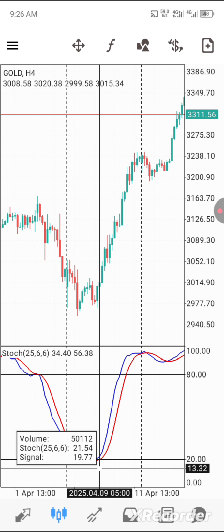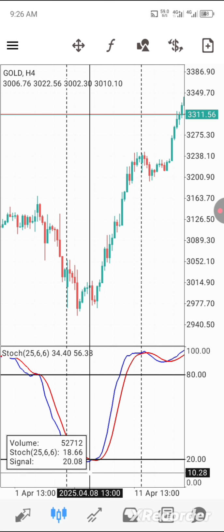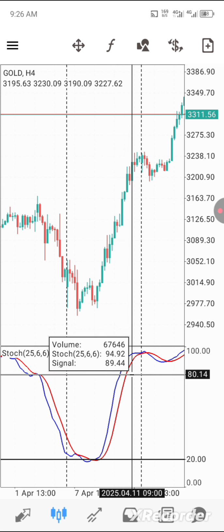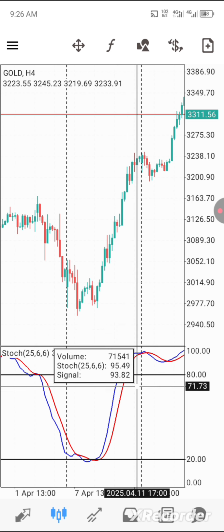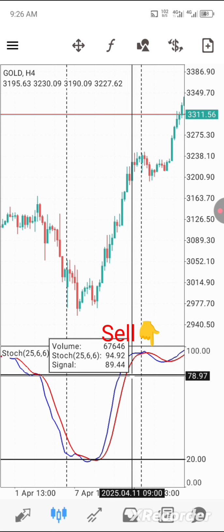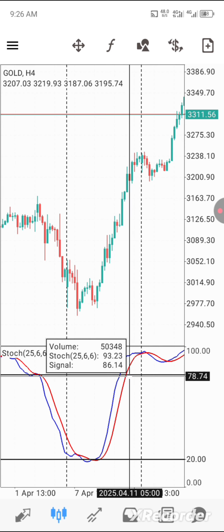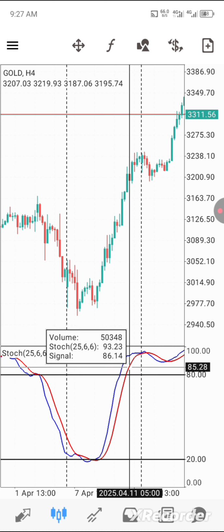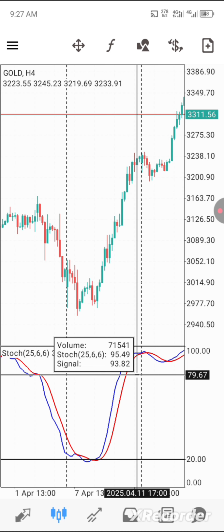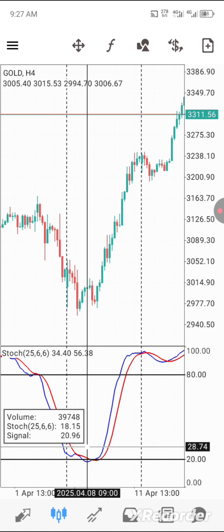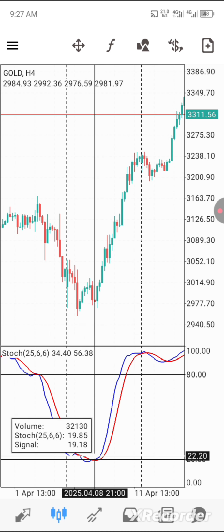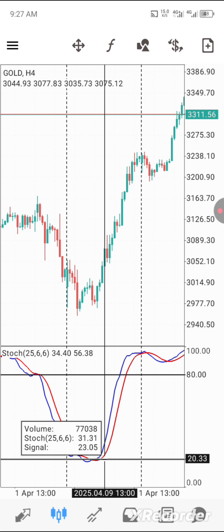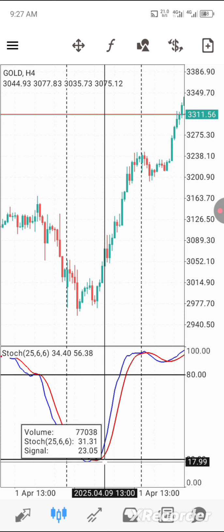falls below this 20 line, this black line here, you can go for a sell. And if it goes above the 80, you can go for a buy. Sorry, you can go for a sell from here. If this blue red line crosses above the 80, get ready to go for a sell. And if it crosses down below the 20, you can see the line here, 20, go for a buy.